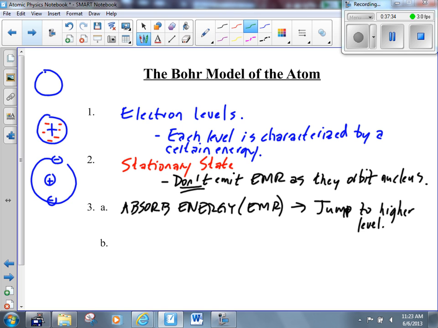When these electrons give off energy, and that energy will be also in the form of electromagnetic radiation, photons, right? Visible light, ultraviolet, infrared. When they give off energy, it's because they're falling to a lower level.